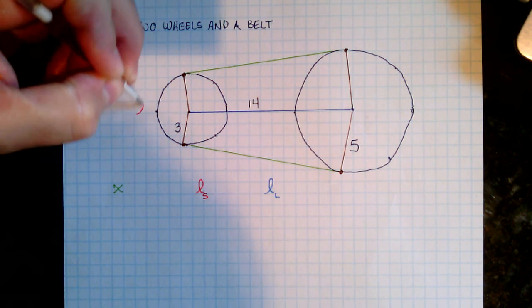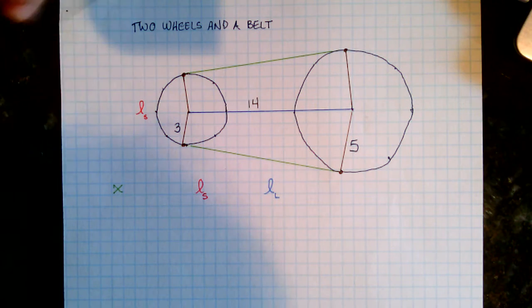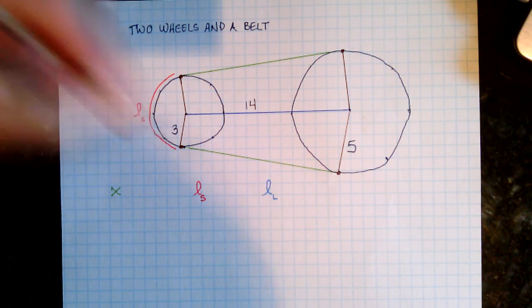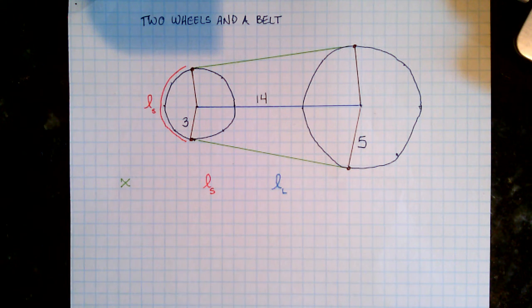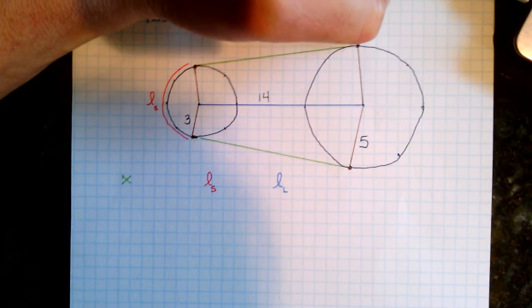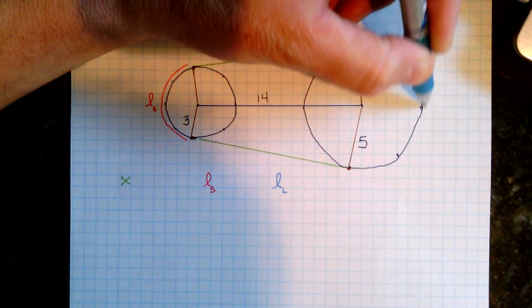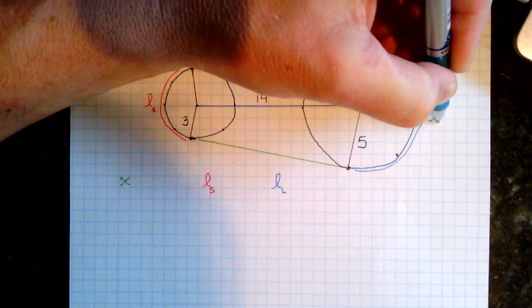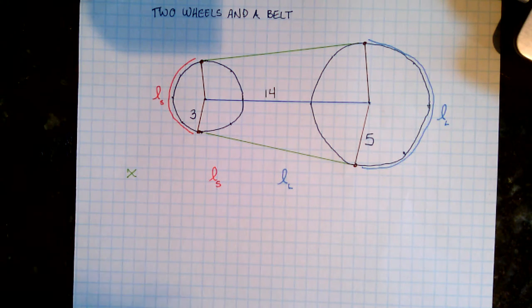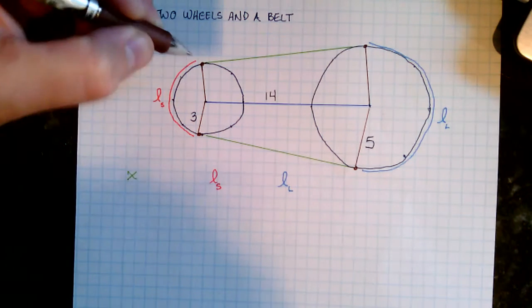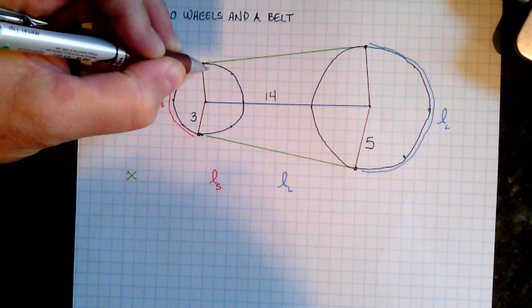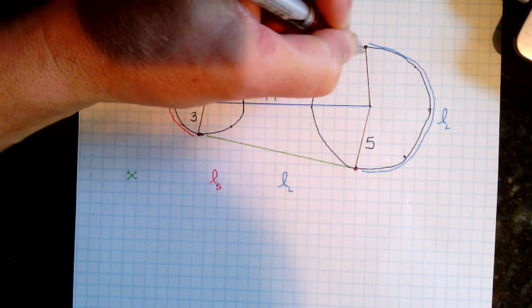I'm going to label some parts here. I'm going to call this arc out here the small arc. So to find the length of the belt, I'm going to have to find that length right there in red. Same thing on the other side, only this is a bigger arc. So I have to find the length of that arc. And since these points are points of tangency, remember the property of a tangent is that it is 90 degrees to the center of the circle.